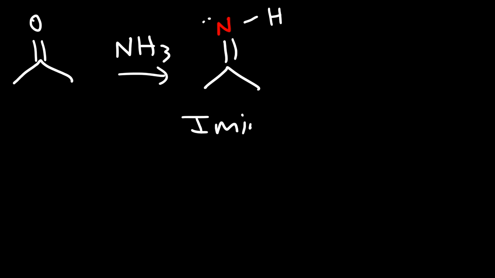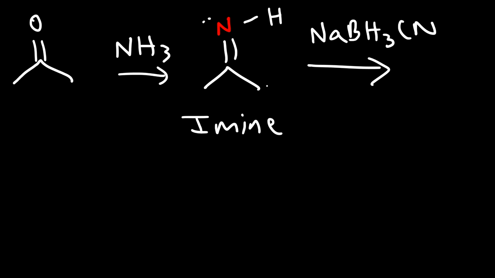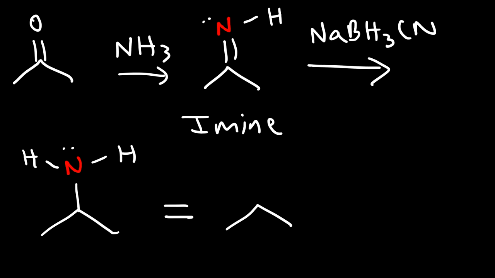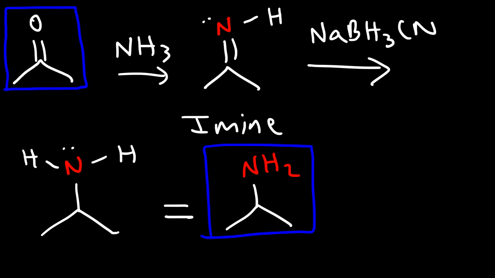Now once we have the imine, we could reduce it using sodium cyanoborohydride. And so it's going to reduce the double bond into a single bond, converting the imine into a primary amine, which looks like this. Or we can draw it this way. So that's how we can convert a ketone into a primary amine. This process is called reductive amination.